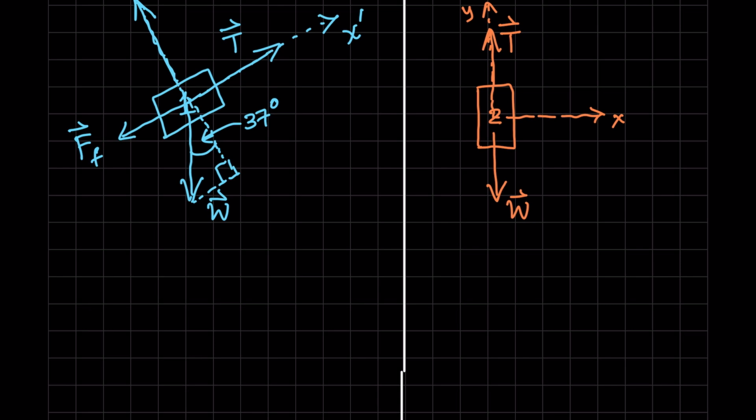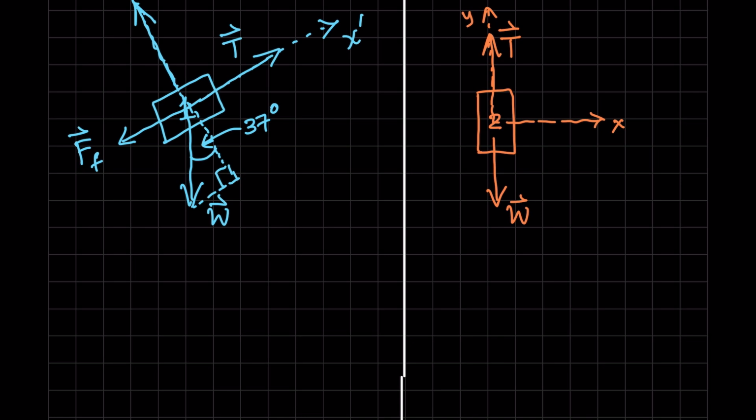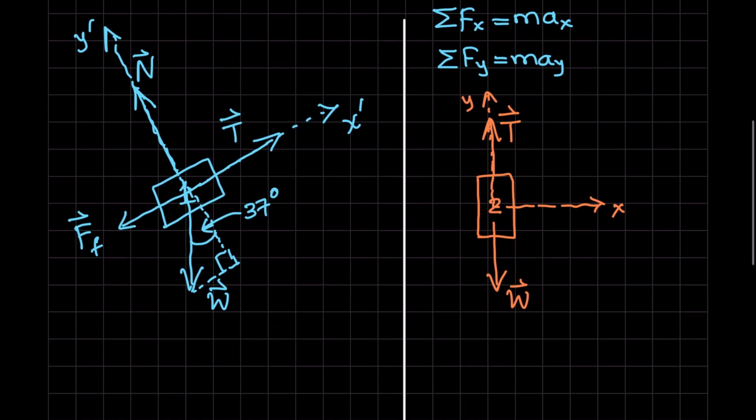If we sum forces, you can look at the free body diagram for block 2 and realize, well, there's nothing going on in the x direction, so you can skip doing F equals ma in the x direction. You can write it down, but it's not going to tell you much, right? There's no force there.